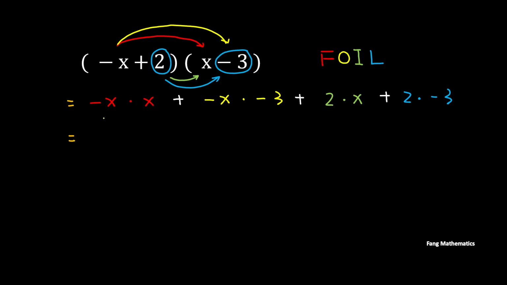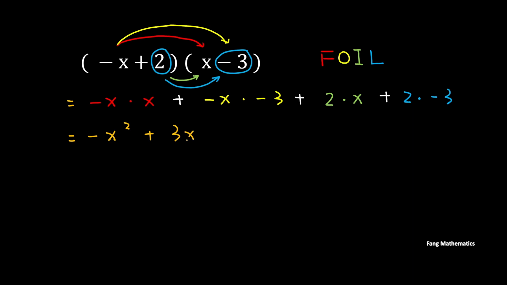Let's look at the first term, minus x times x. So minus remain as minus. X times x should give you x squared plus minus x times minus 3. Let's just ignore the x first. So minus 1 times minus 3 should give you 3.